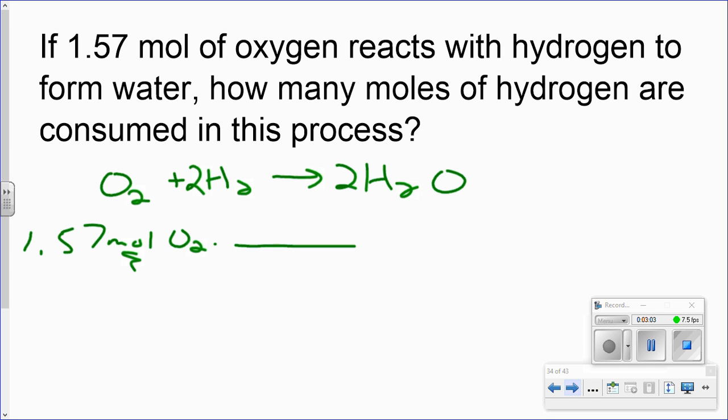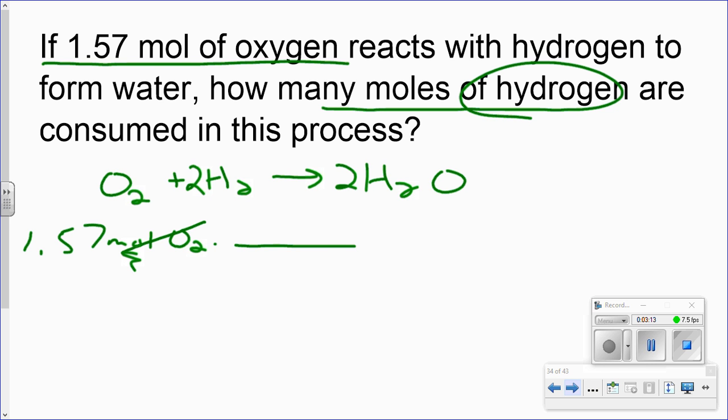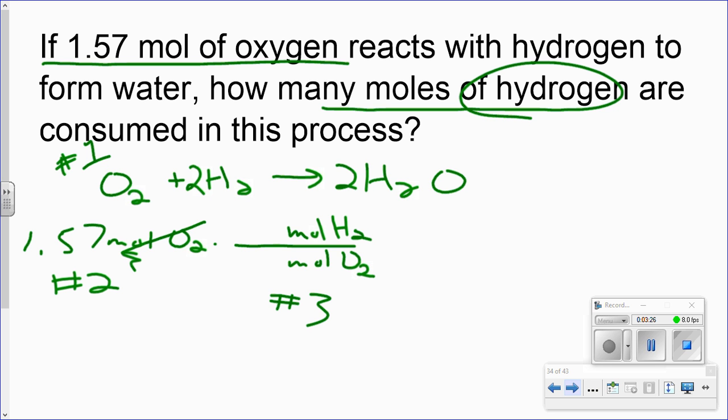Well, the ratio always includes what you start with and what you're going to. So I'm starting with oxygen, and I'm going to hydrogen. Okay, so moles of oxygen on the bottom to moles of hydrogen on top. So this is the mole ratio. This is step 3. So step number 1 was right here. Step number 2 was done for us. Step number 3 is always done. That's the essence of stoichiometry, is the mole ratio.